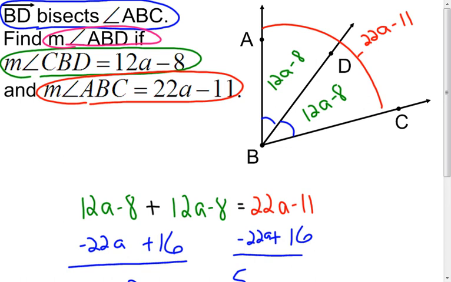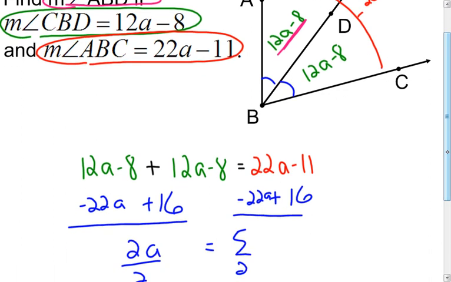Angle ABD, that's this one. So I can just plug it back in. I take 12 times what I just figured out for a, 2.5, or I'm going to use 5 halves, because in this case it's easier for me to work with fractions. Then I subtract the 8. When multiplying fractions, I have 12 in the numerator and 2 in the denominator. That 2 divides out to be 1, and the 12 divides out to be 6. Now I have 30 minus 8, which comes out to be 22.